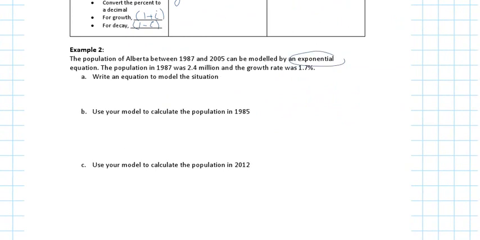The population in 1987 was 2.4 million, and the growth rate was 1.7%. What other keyword do I need to circle? Growth. Right? All right. So if I want to write an equation that models the situation, what do I write?